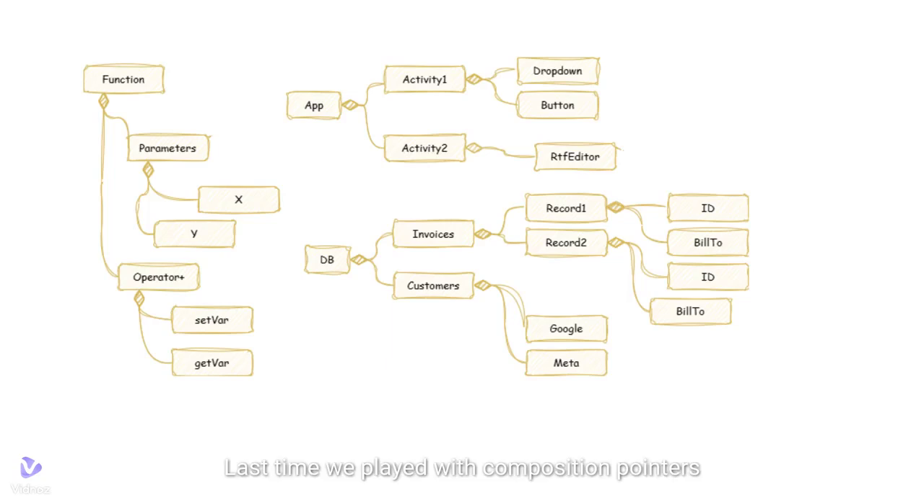Last time we played with composition pointers that organized our data structures in perfect trees, which ideally matches the data structures of every modern application. But what if we need to handle links between those tree nodes? Real applications use links very heavily.